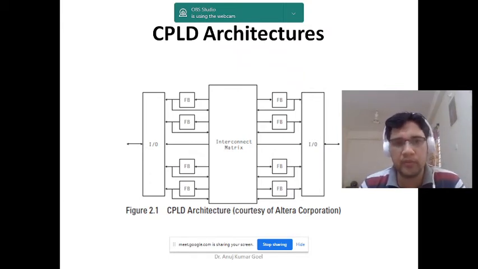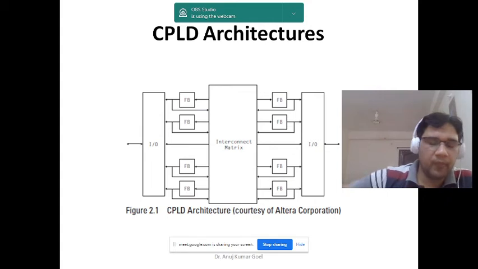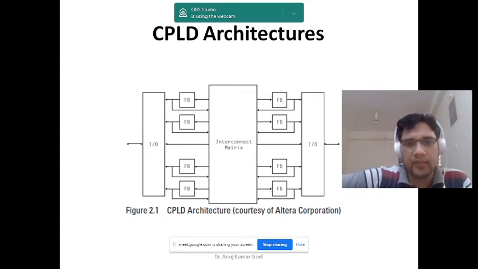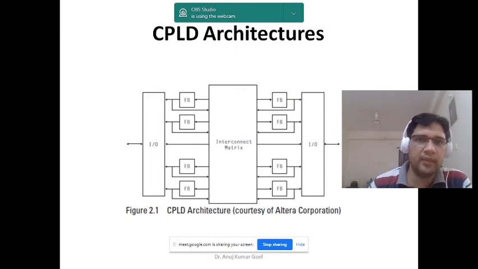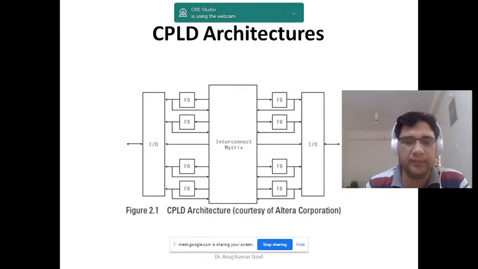Input output block is used to connect the inputs and give the output. Interconnect matrix is just used to intermix. It is used to combine different functional blocks or input output blocks. But the main function is implemented with the help of the functional block only.